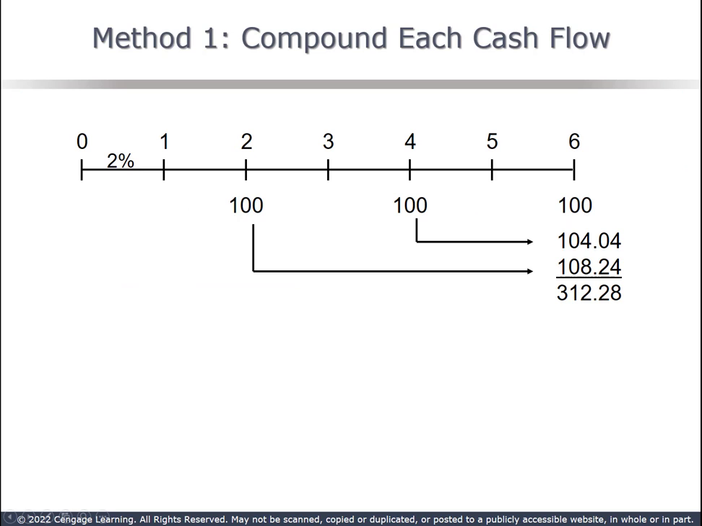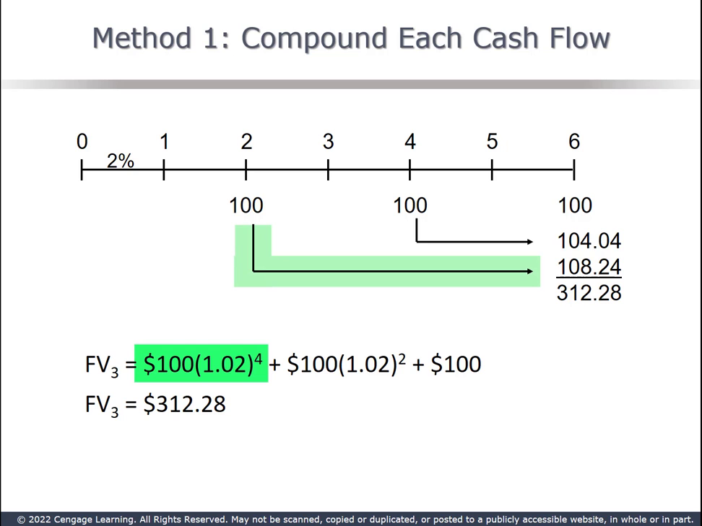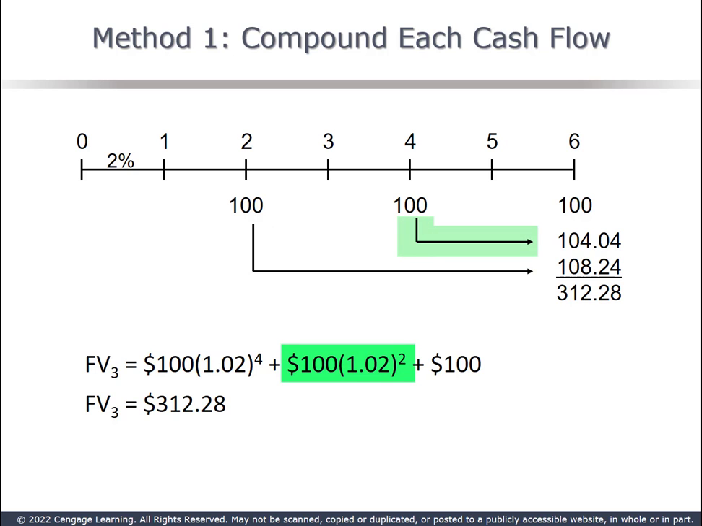One way to solve the problem would be to manually calculate each future value and add them up. Remember, we'll be using the semi-annual rate, 4% divided by 2, so it's 2% per 6-month period, and N is the number of 6-month periods. The first $100 is compounded forward 4 6-month periods. The second $100 goes forward 2 6-month periods.